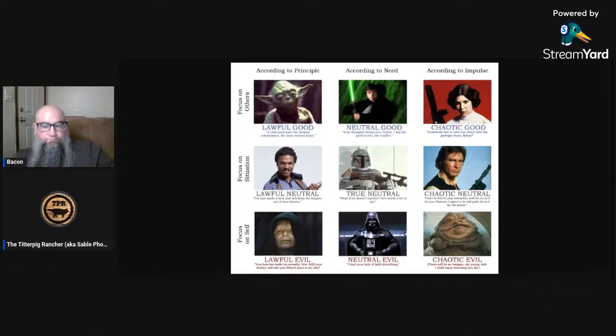You could also view according to principle versus according to impulse as according to logic versus according to emotion. It's not as good of a description of the axis, I don't think, but to me that's why I broke it down that way, because Leia sits up and she's like, "Aren't you a little short for a stormtrooper?" And she's sassing one of her captors, like she's irrepressible.